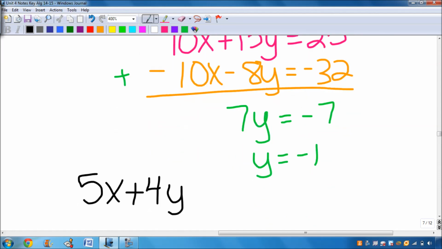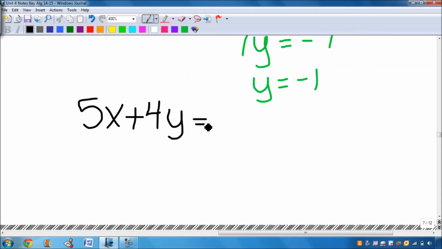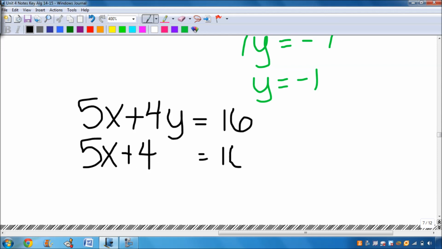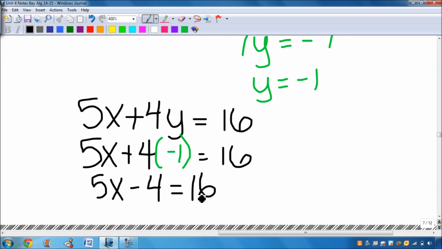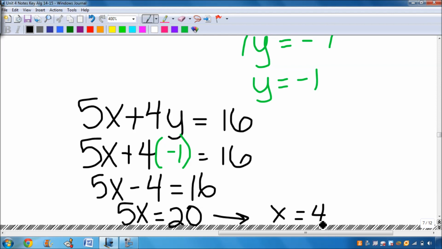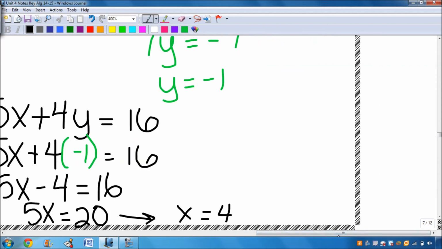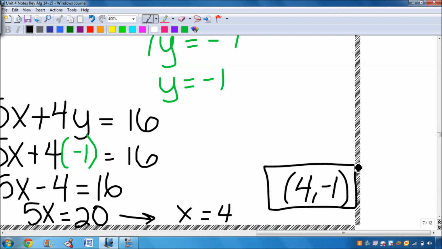5x plus 4y equals 16, but instead of a 4y, I'm going to say 4 times negative 1. And then I'm going to go ahead and solve, okay? So I get 5x minus 4 equals 16, which means that 5x equals 20, which means that x equals 4. Okay, so then my final solution will be 4, negative 1, and I am done.